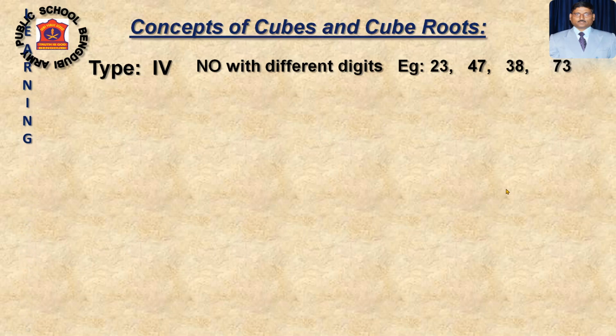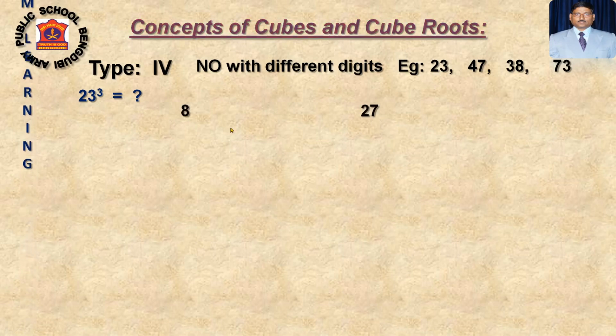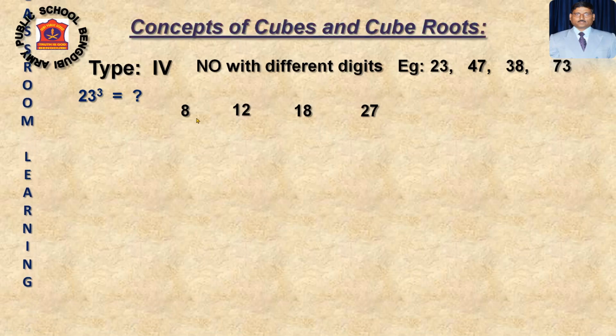Same procedure, nothing new. Any digit, first digit and second, if there is no similarity, it does not matter. Say 23 cube. Same procedure, 2 cube is 8, 3 cube is 27. Write down 2 cube is 8, 3 cube is 27. In between, 2 square means 4. 4 into 3 is 12. And 3 square is 9. 9 into 2 is 18. Clear?